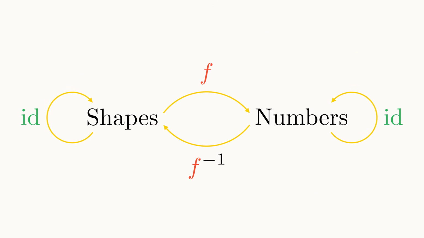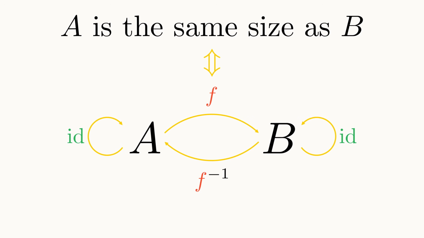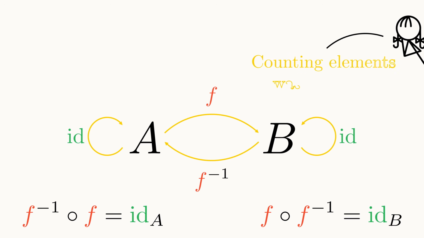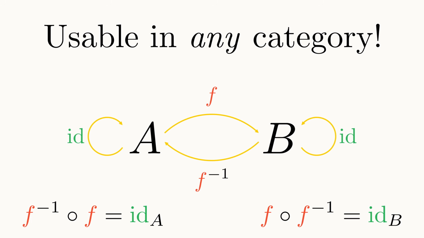So we've shown that two sets, A and B, have the same number of elements exactly when there exists a function f from A to B and a function f inverse from B to A, such that f inverse following f is the identity on A, and f following f inverse is the identity on B. That's a little more abstract than just counting elements, but we've now got an equivalent definition in terms of purely categorical concepts, which allows us to use this definition in any category.